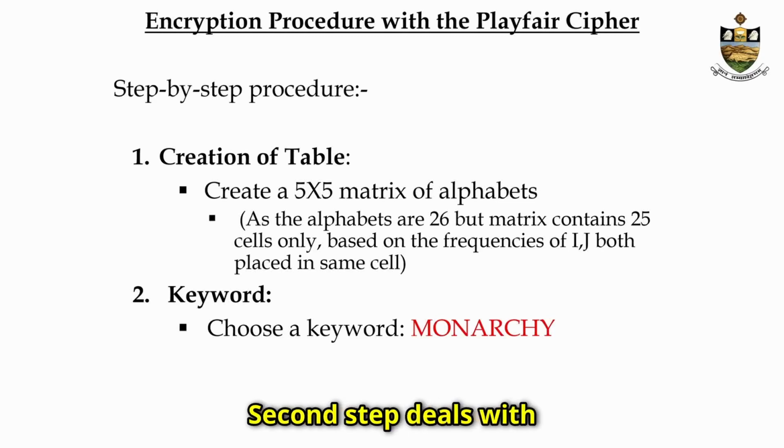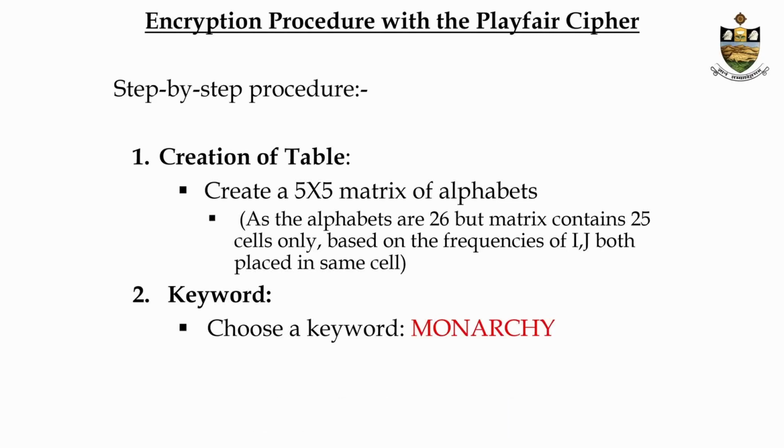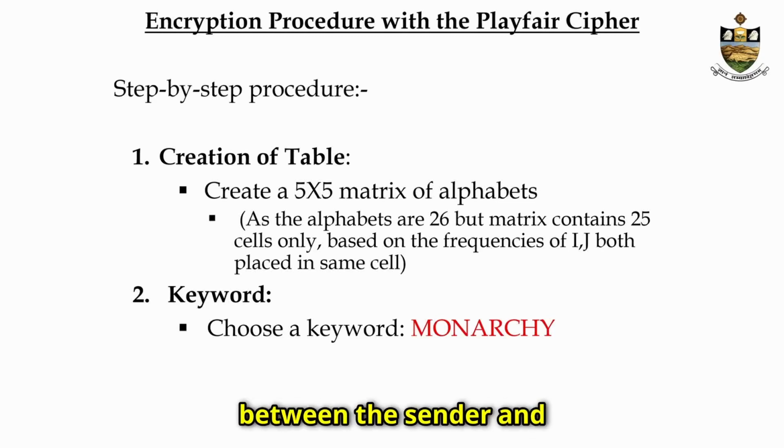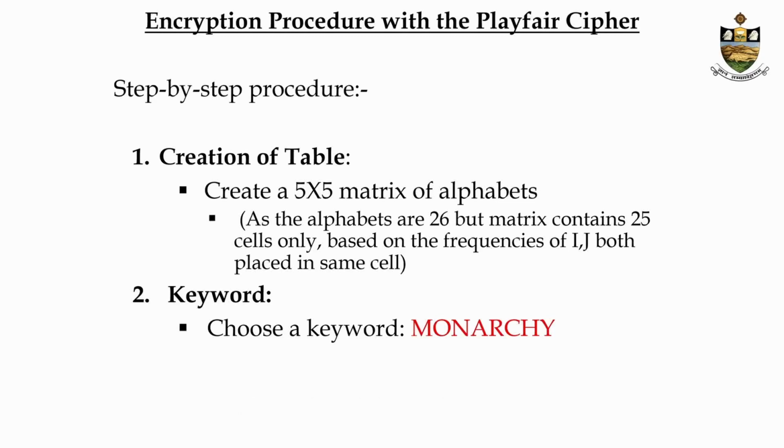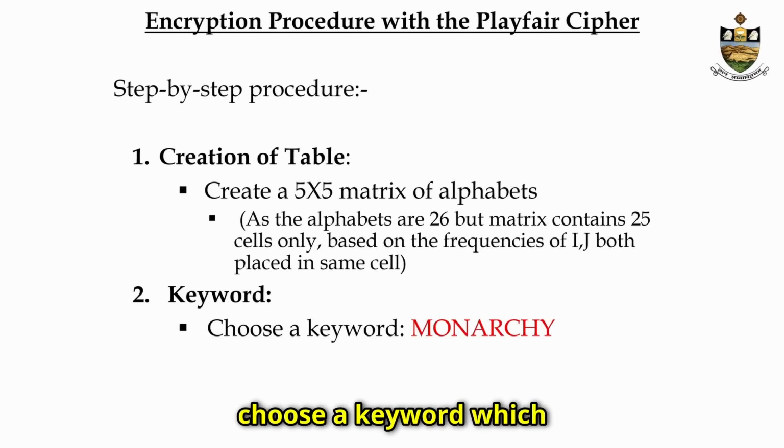The second step deals with choosing a keyword. Any keyword can be chosen. It is the understanding between the sender and the receiver who come to utilize the Playfair cipher with a keyword. Whoever commits to an agreement for sending or receiving secret information using the Playfair cipher has to create a table and choose a keyword which is known to both the sender and receiver only, no one else.